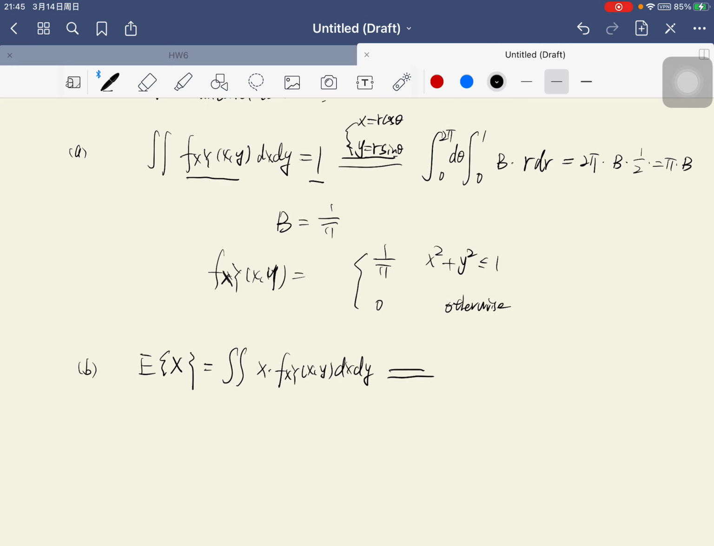circle function, let x = r cos theta and y = r sin theta, and it is equal to the integral from 0 to 2 pi d theta and from 0 to 1, x is r cos theta, the density function is 1 over pi, times r dr. For cos theta, the integral of cos theta from 0 to 2 pi is equal to 0. So the value of the expected value of X is equal to 0.